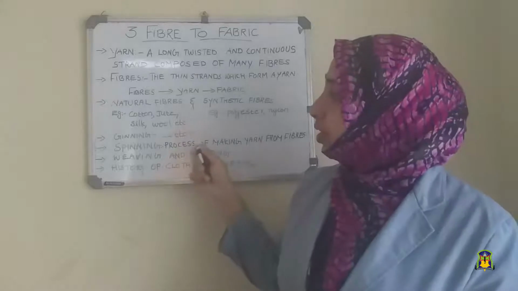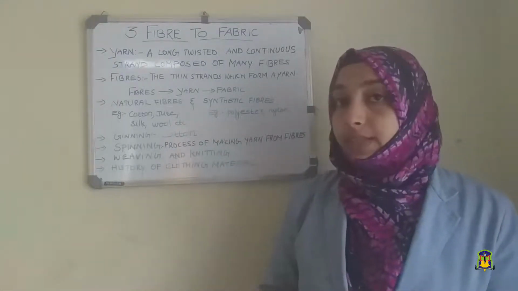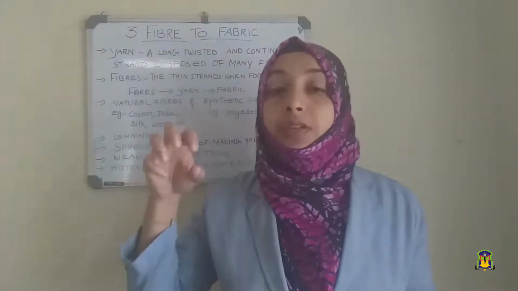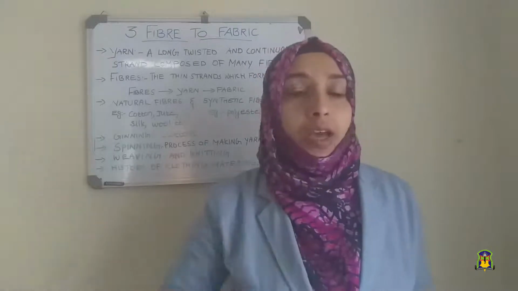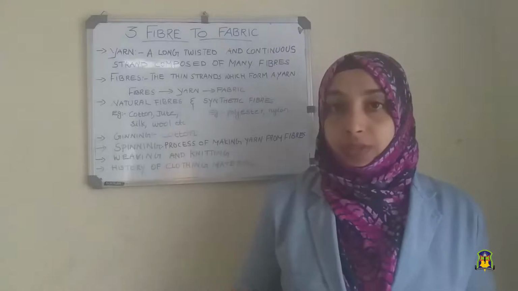Okay, the next one is jute. How are jute fibers obtained from the jute plant? After harvesting the jute plant, the jute stems are immersed in water for a few days. After a few days, we can easily separate the jute fibers from the jute stem.